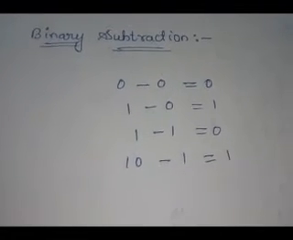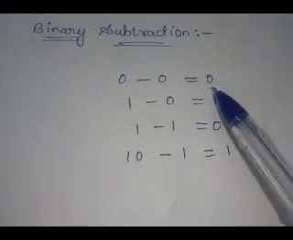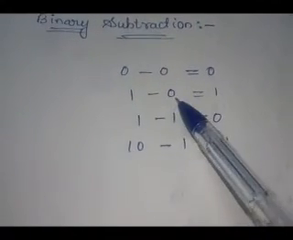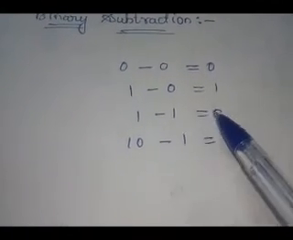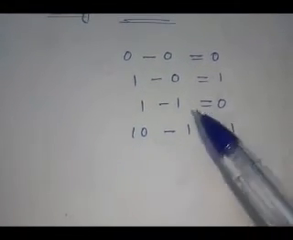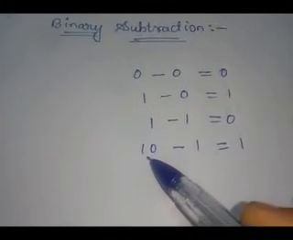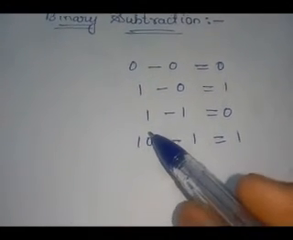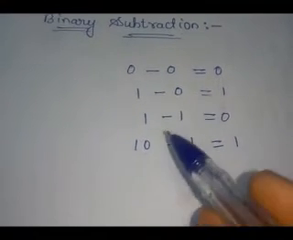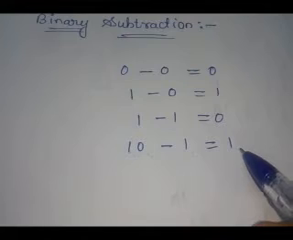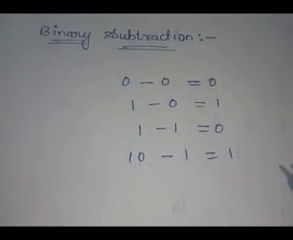Next one is binary subtraction. For that the formula is 0 minus 0 is 0, 1 minus 0 is 1, 1 minus 1 is 0. This is ordinary mathematics. Here one difference: 1 0 minus 1. 1 0 means, as we already studied, 2. Binary of 2 is 1 0. That is 2 minus 1 is 1. That way you have to remember.